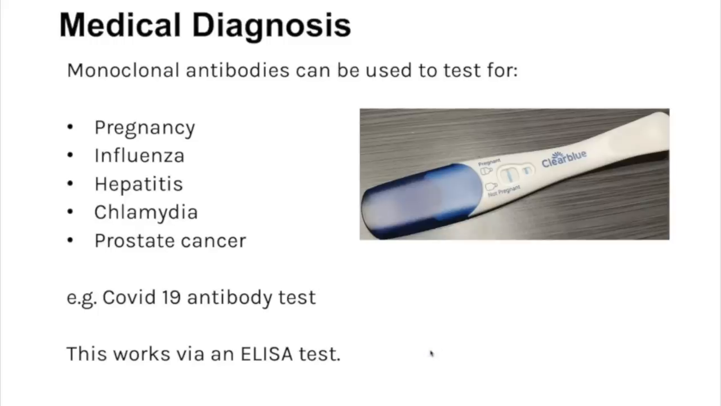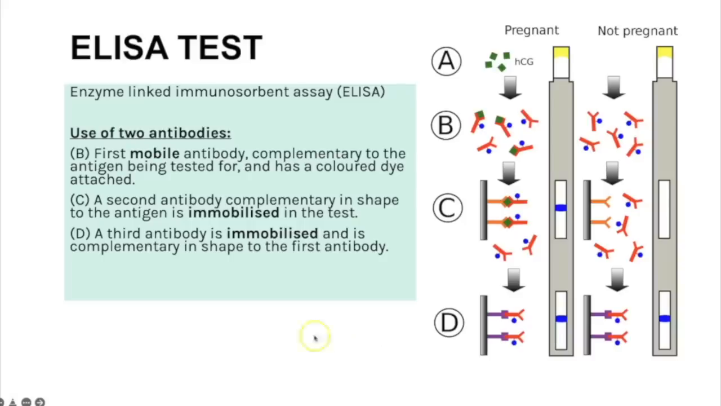Medical diagnosis is another use, and as we said, this could be in pregnancy tests, viral tests, so influenza, could be in bacterial tests as well, cancer tests. Most recently, we've seen it in COVID-19 lateral flow tests as well. And these use the ELISA test. The ELISA test, which stands for Enzyme-Linked Immunosorbent Assay, uses two antibodies.